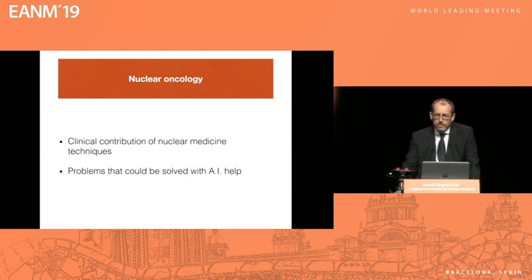I'm not a computational scientist, so I will give a clinical talk in the continuity of Dimitri's talk, and I will try to draw a picture of the current status of artificial intelligence at the service of nuclear medicine techniques in the field of oncology with a clinical focus.